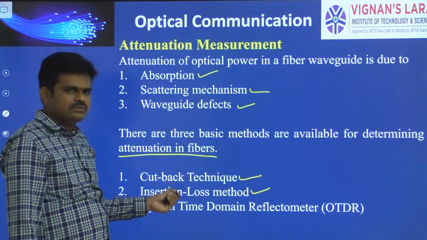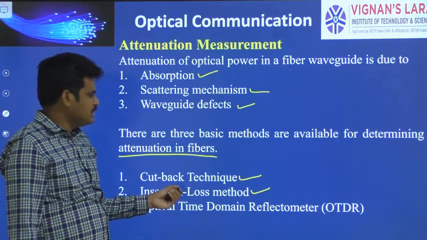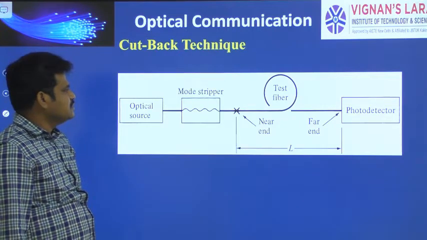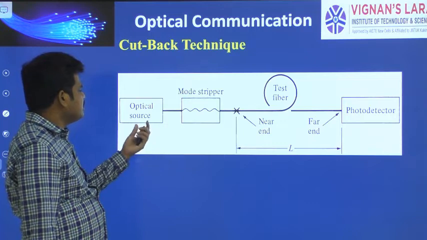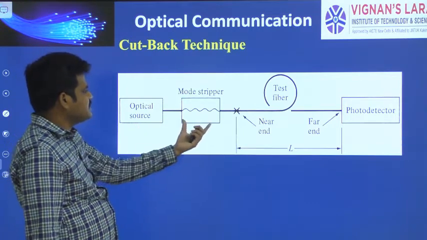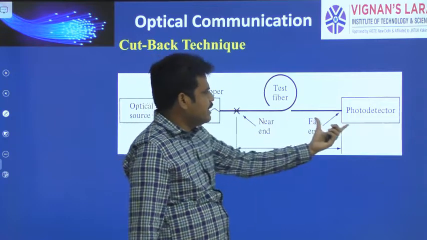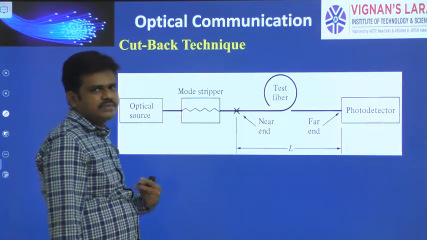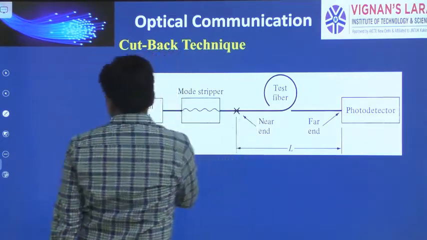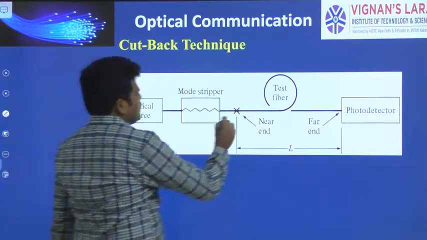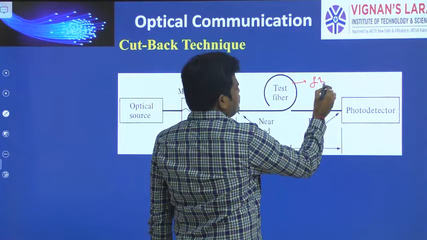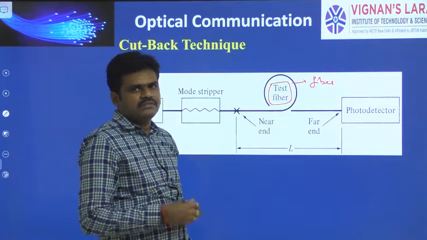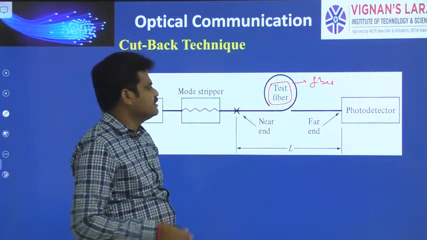First we look into the cutback technique, that is, how the attenuation is measured using the cutback technique. You can see here a simple block diagram, consisting of an optical stripper, optical source, mode stripper, optical fiber and photo detector. We want to measure the attenuation inside the optical fiber. This is the test fiber, on which we have to measure the attenuation.